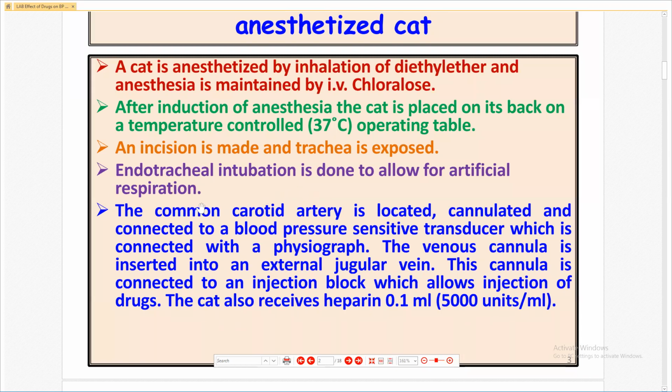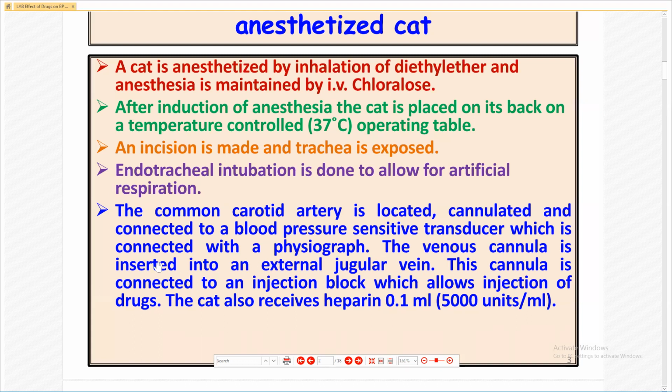Then the common carotid artery is located, cannulated, and connected to a blood pressure sensitive transducer, which is connected with the physiograph. So to record the blood pressure, here we need a blood pressure sensitive transducer apparatus, which is connected to the physiograph and records the changes in the blood pressure.